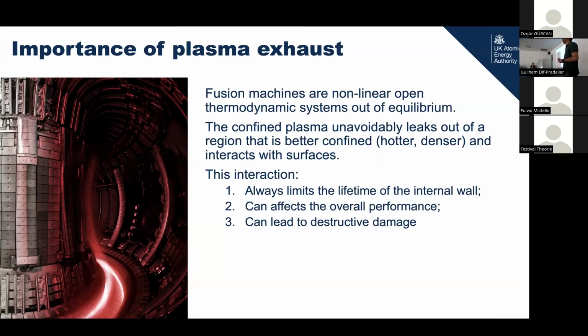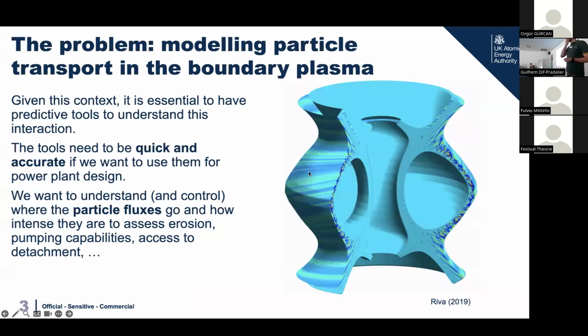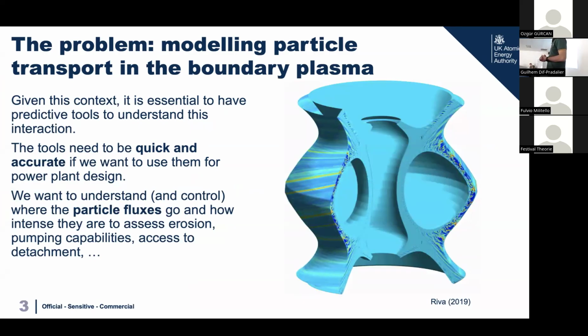It can affect the overall performance of the machine, because the impurity material then goes into the plasma and changes its behavior. And it can even lead to destructive damages, which will really affect the capital investment of several billions that people put into a future power plant. So the problem that I will be talking about is particle transport in the boundary region, the escape layer. You can see here a nice simulation that one of my postdocs did a couple of years ago of MAST Upgrade, the machine that we have in the UK.